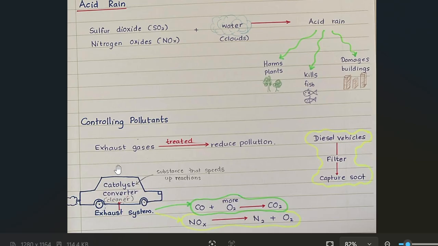Catalysts are used to break down our food. In the same way, this is used to speed up the reactions that clean these gases, the pollutants. So in the exhaust system of vehicles, there is a catalytic converter. Remember the converter as a cleaner. It's going to clean it. What does it do? For carbon monoxide, it gives more oxygen to produce carbon dioxide. Then the nitrogen oxides, it breaks them and separates them into nitrogen and oxygen.